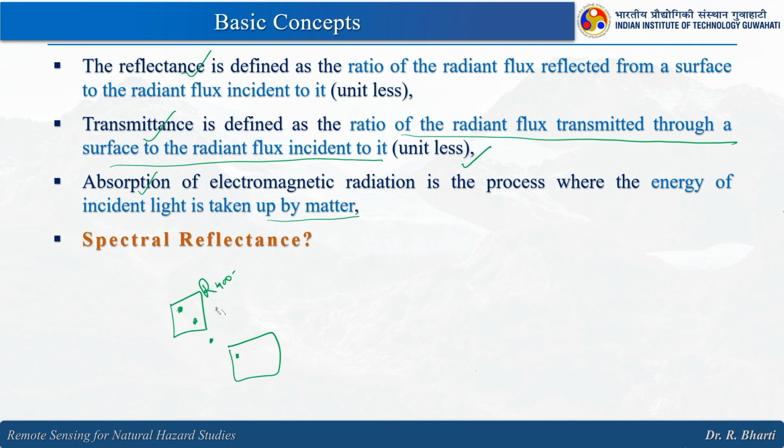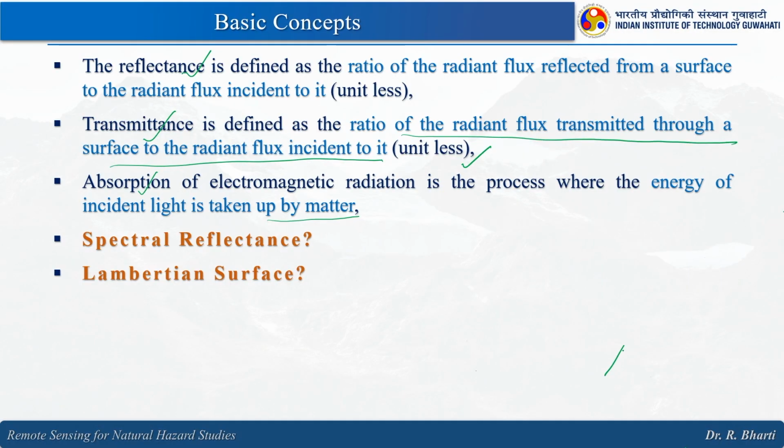Now, we will continue with this and we will go to the next topic, which is Lambertian surface. Now, the Lambertian surface is a surface which reflects equal amount of energy in all the direction. So, considering this as a Lambertian surface, so here the light which is coming from any source, it can be sun, it can be your own source of light. So, this surface will reflect equal amount of energy in all the direction, right.